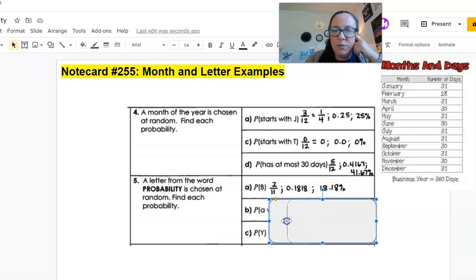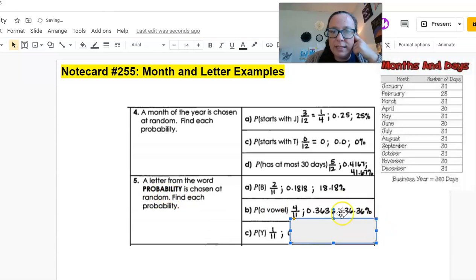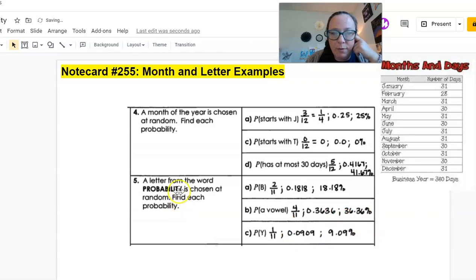The next question is, what is the probability that a vowel is chosen? Well, a vowel, A-E-I-O-U, right? So 1, 2, 3, 4. So the O, the A, the I. So there's 4 of them. 4 out of 11 does not reduce. There's 4/11. There's the decimal. There's the percentage. And then what's the probability that you would pick a Y? Well, there's 1 Y. So 1 out of 11, and there you go.